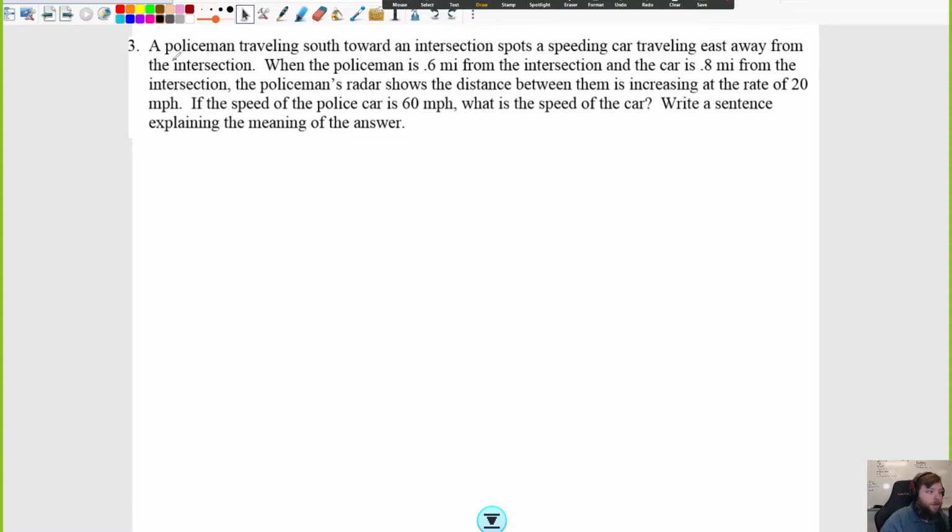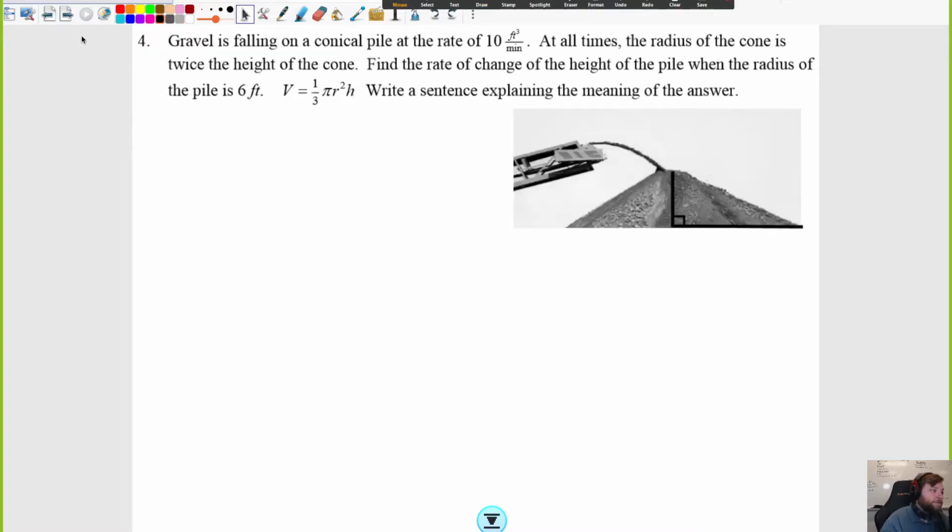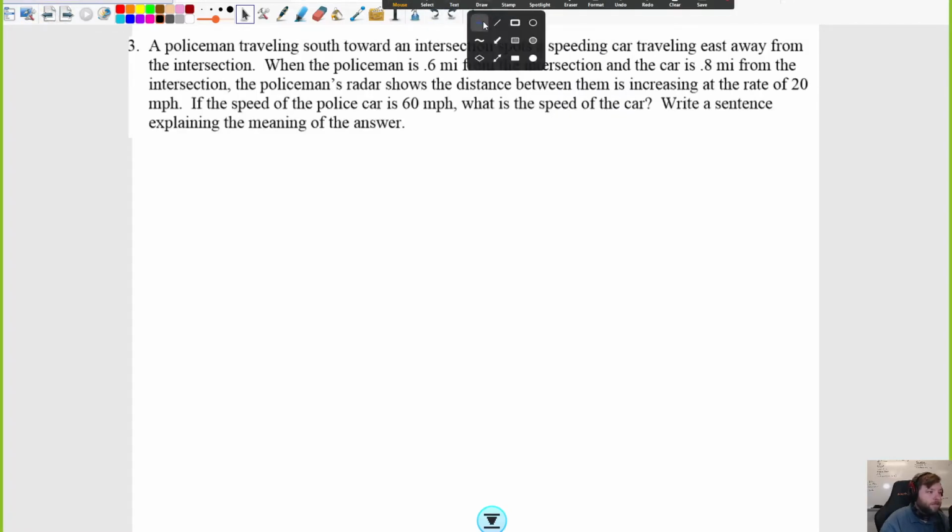A policeman is traveling south. Is referencing policemen in 2020 appropriate in math problems? Canceled. Let's do the other one. Okay. No, actually, I think I like that one. Oh, well. Should be a police person. Oh, well. Old times. I like this one.